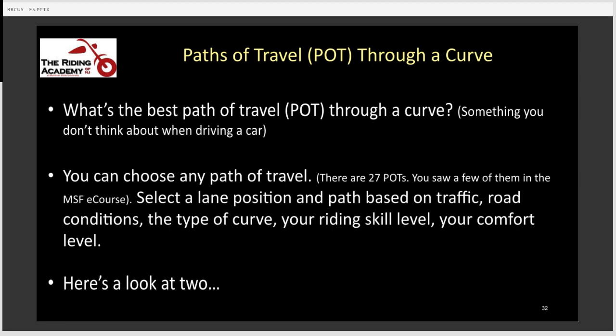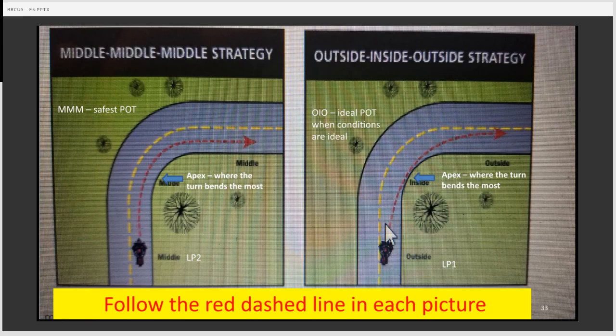Let's take a look at two paths of travel. Now, the reason why there's 27, excuse me.